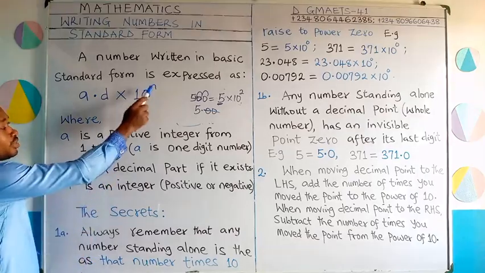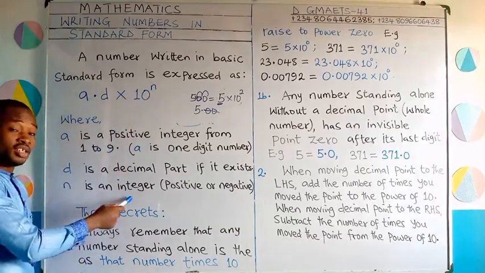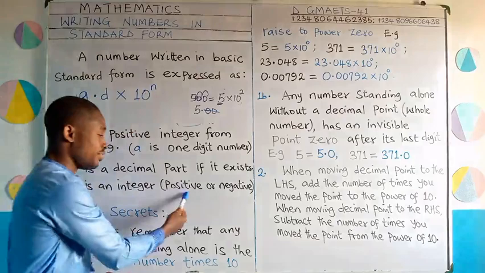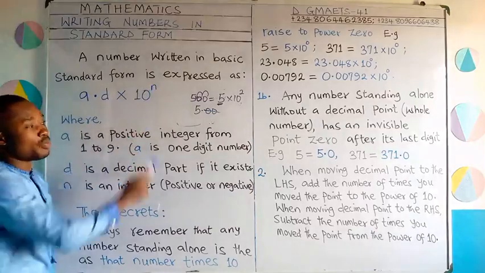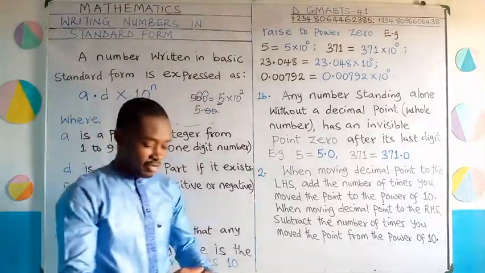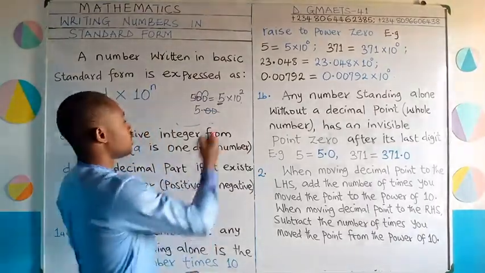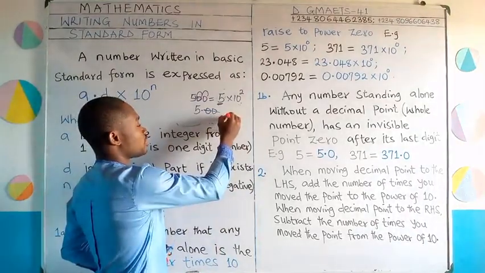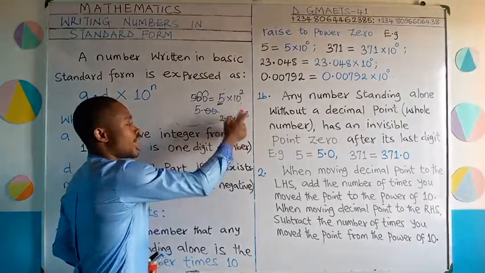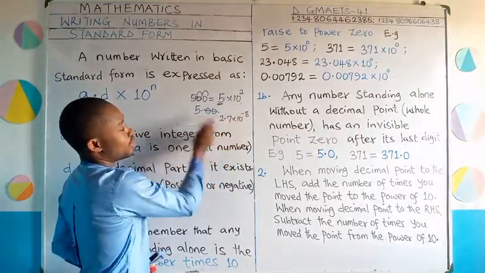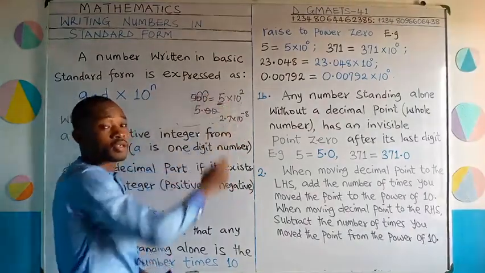What about N? N is an integer which may be positive or negative. This N can be positive and it can be negative. Just imagine you're given 2.7 times 10 raised to the power minus 8. N here is minus 8. In the previous case, N is plus 2.